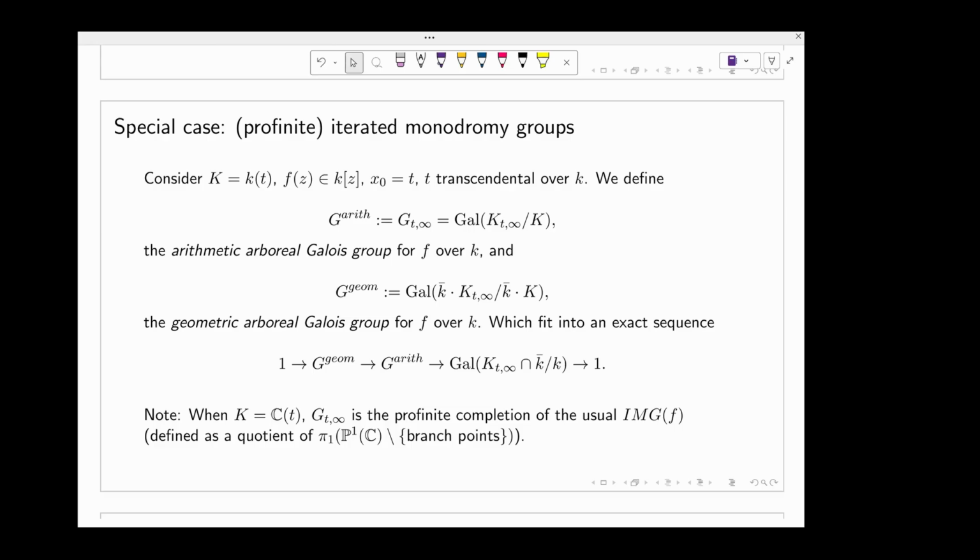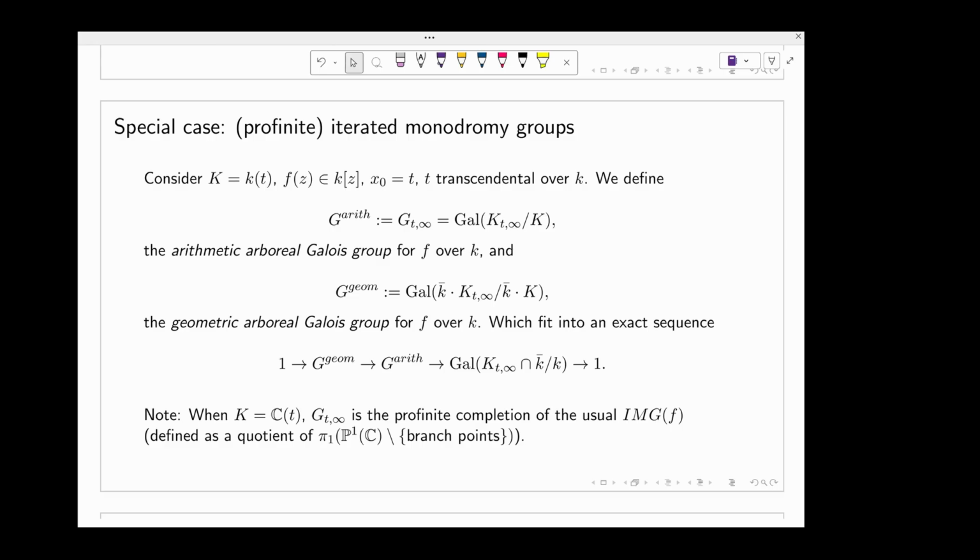And the benefit of doing this is we get to break down our arboreal Galois group that we want to study into its separate pieces. So we get this group, which we call G arith, which is just the infinite Galois group with the base point T. And we call that the arithmetic arboreal Galois group for f over k.